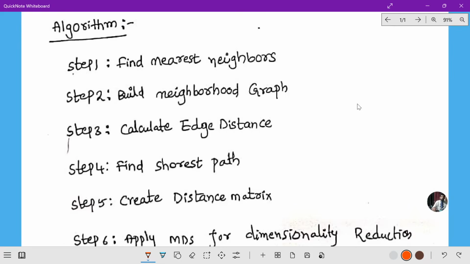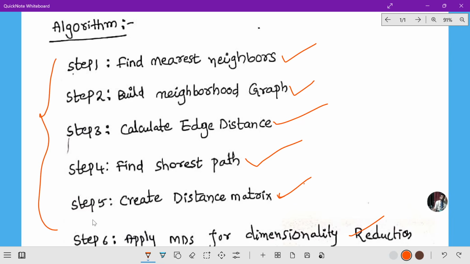The algorithm contains 6 steps in total. So what is the first step? First step is find the nearest neighbors, second is build the neighborhood graph, third is calculate edge distance, fourth is find the shortest path, fifth is create the distance matrix, and the last one is apply MDS for dimensionality reduction. So these are the steps in Isomap.